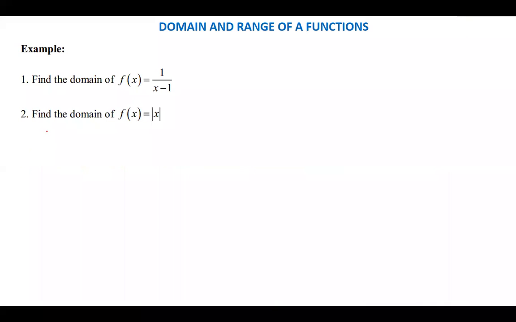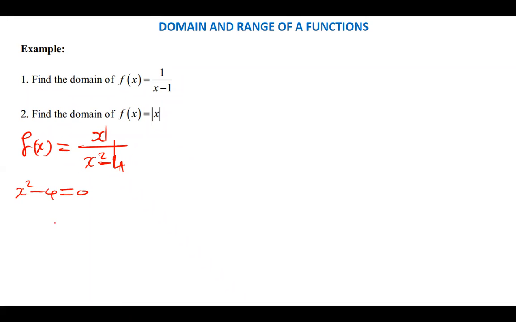So we can have another example. Let's say you have f of x is equal to x over x squared minus 4. For this one, we find the domain. Finding the domain of any given function, we just equate the denominator to 0. So we're going to have x squared minus 4 is equal to 0.